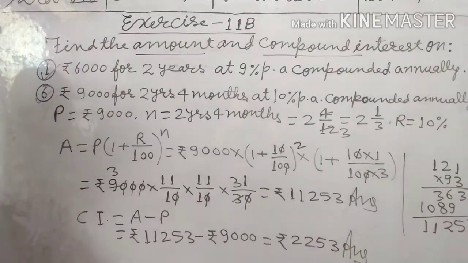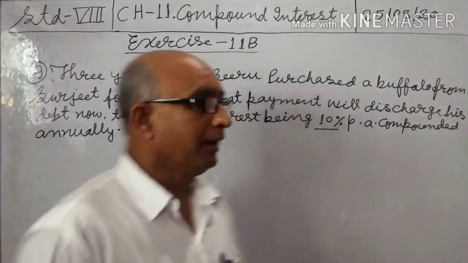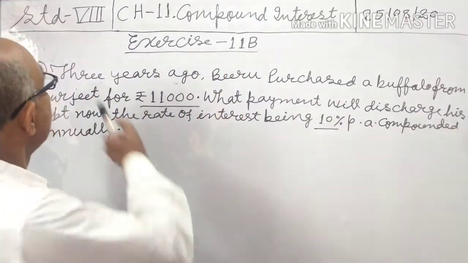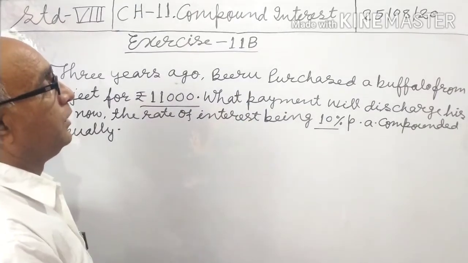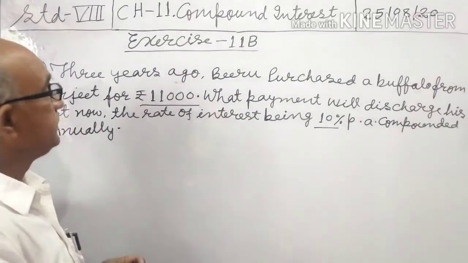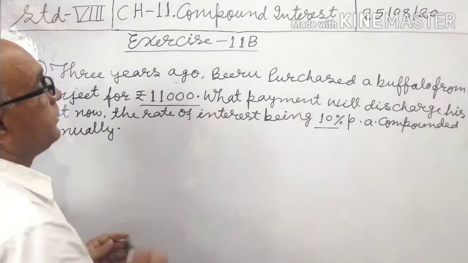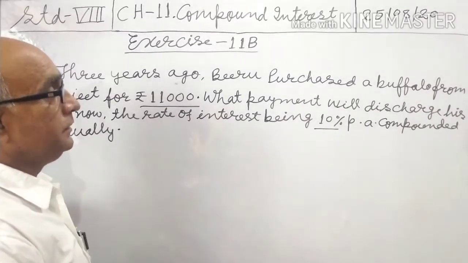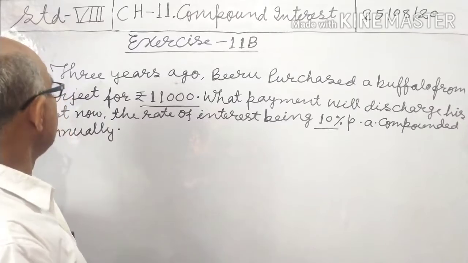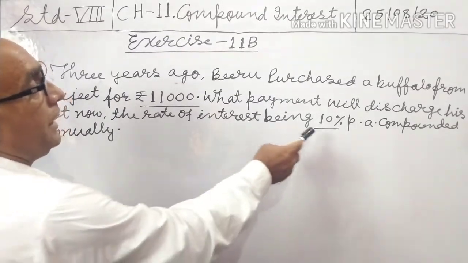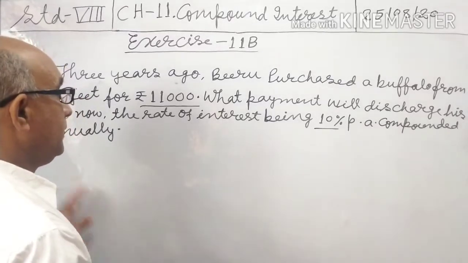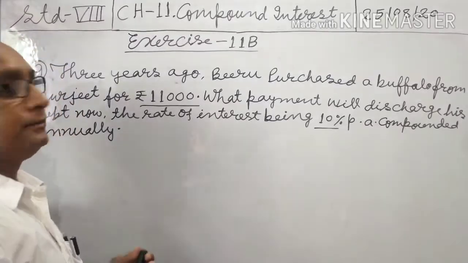Understand and write it. Students, next question is question number 9. 3 years ago, Beru purchased a buffalo from Sujit for rupees 11,000. What payment will discharge his debt now? The rate of interest being 10% per annum, compounded annually.